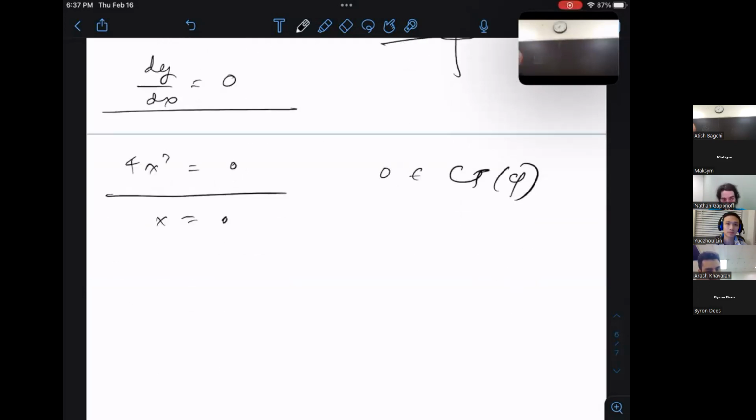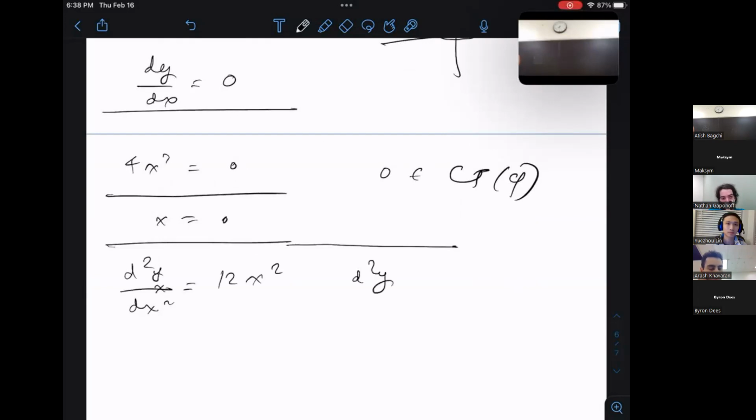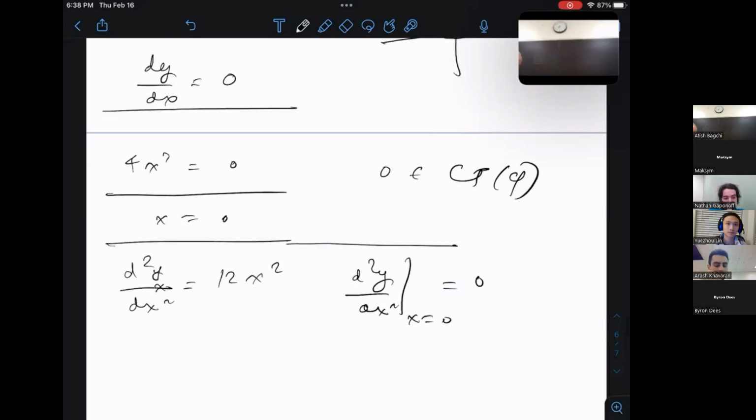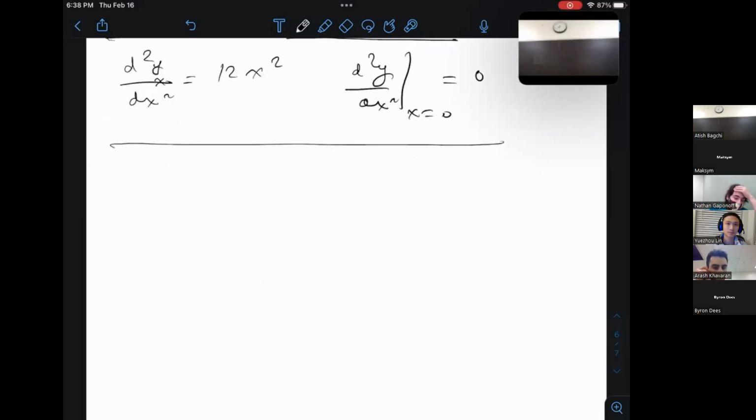But now d2y/dx2 is equal to 12x squared. And d2y/dx2 at x equal to 0 is equal to 0. Therefore, the second derivative test fails. Clearly, it is a minimum.